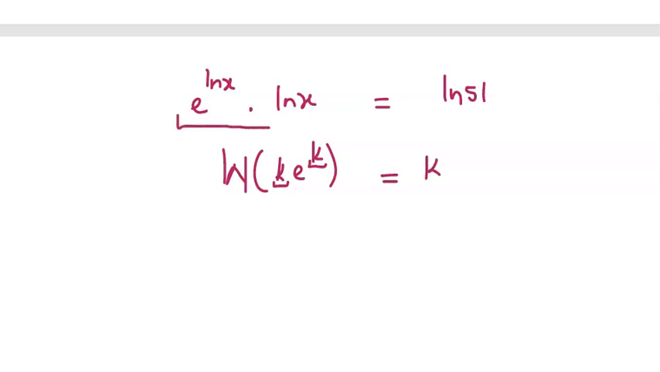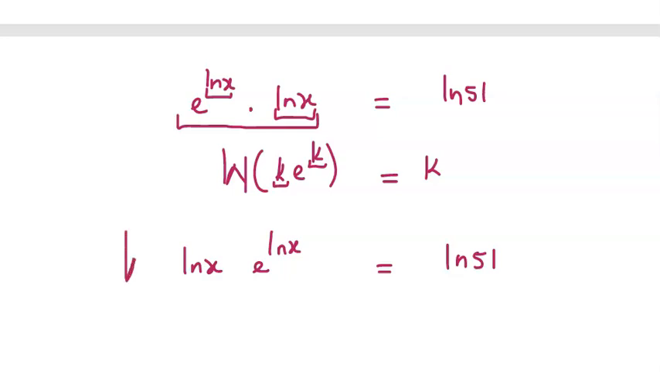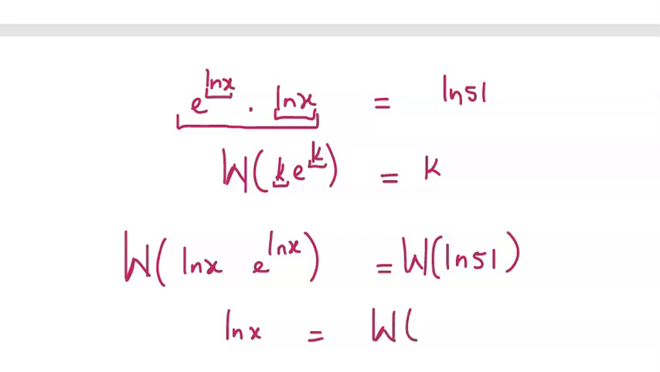Now this left hand side is similar, right? The power of e, ln of x, is equal with this right over here. So we can write that as the ln of x multiplied by e raised to the power of the ln of x, and this is equal to the ln of 51. Now using the Lambert-W function on both sides of this equation, the left hand side simplified nicely to ln of x. Then this is equal to the W of the ln of 51.